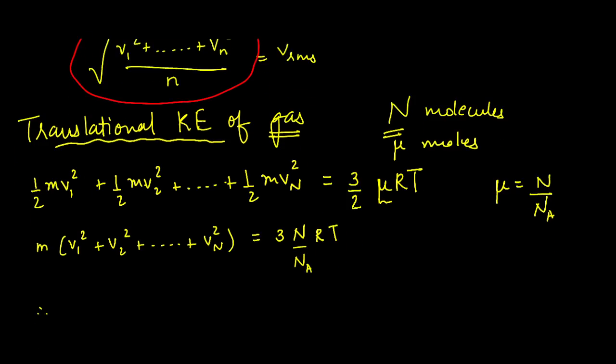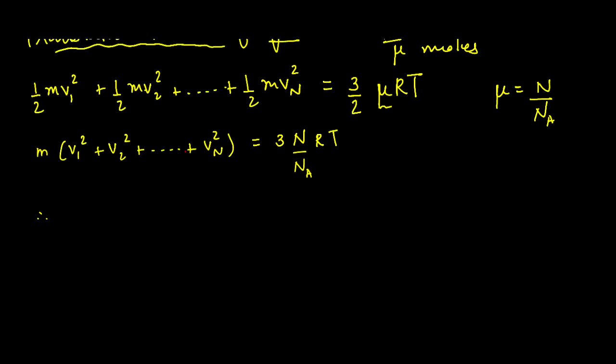Okay, so it's very easy to do. I will simply divide this N on this side. So the next step is going to be v1 square plus v2 square added up to v capital N square divided by capital N. This N I've basically divided on this side. Okay, so this is equal to 3 as it is, RT as it is, divided by M and Na. Right? Raise your hand if you understood this step.